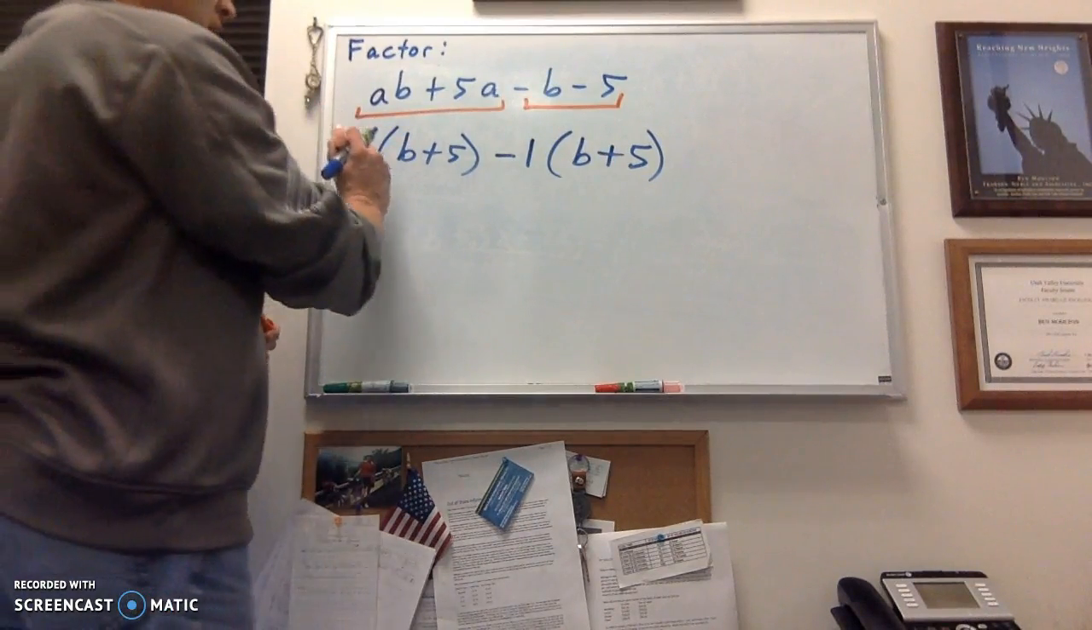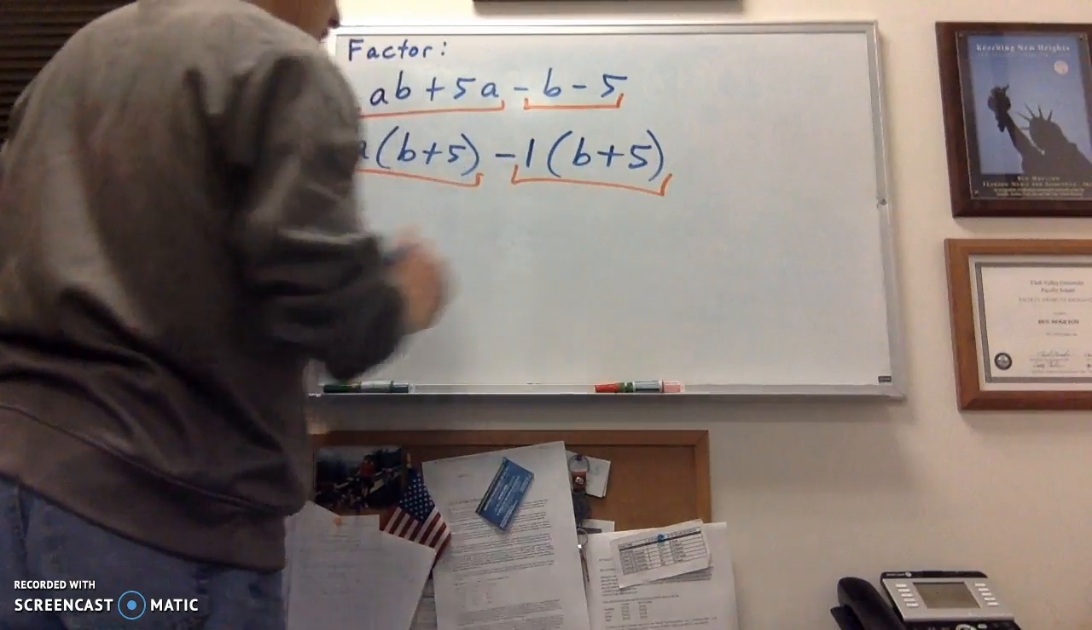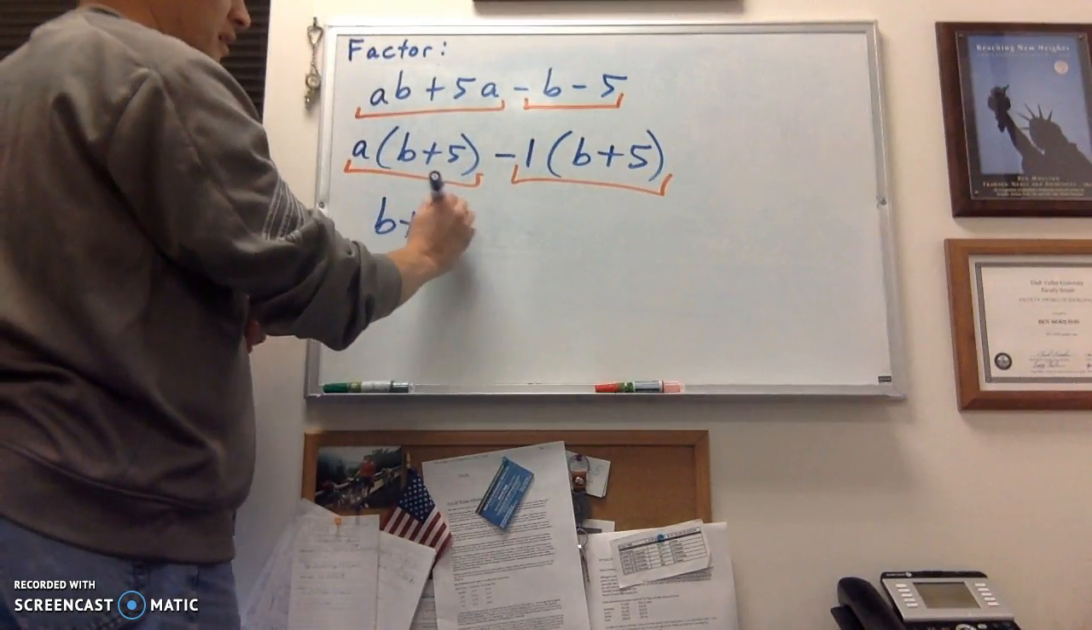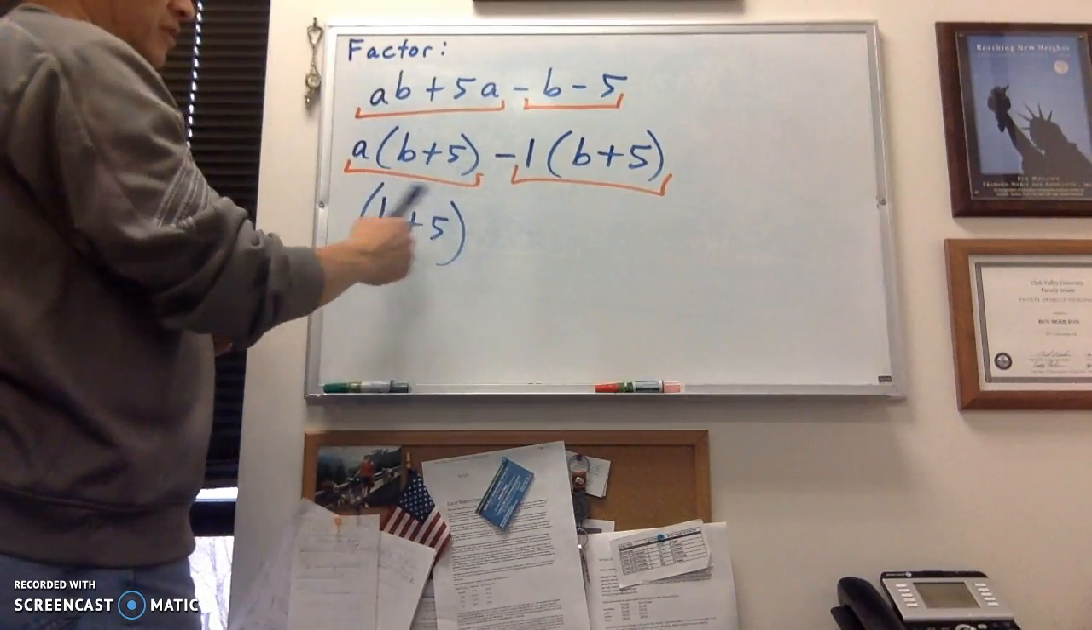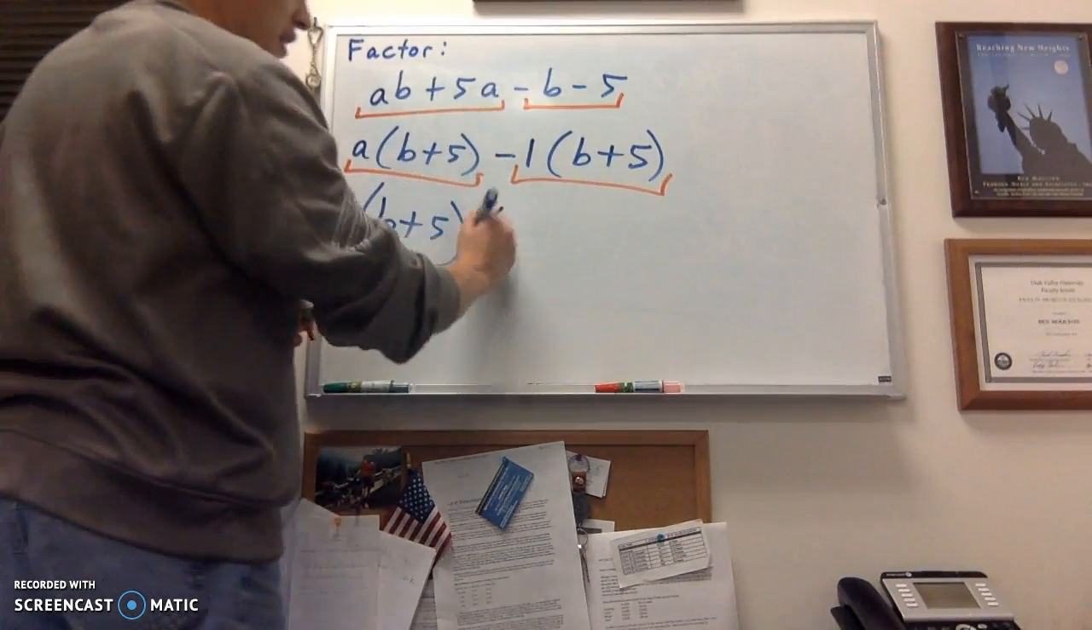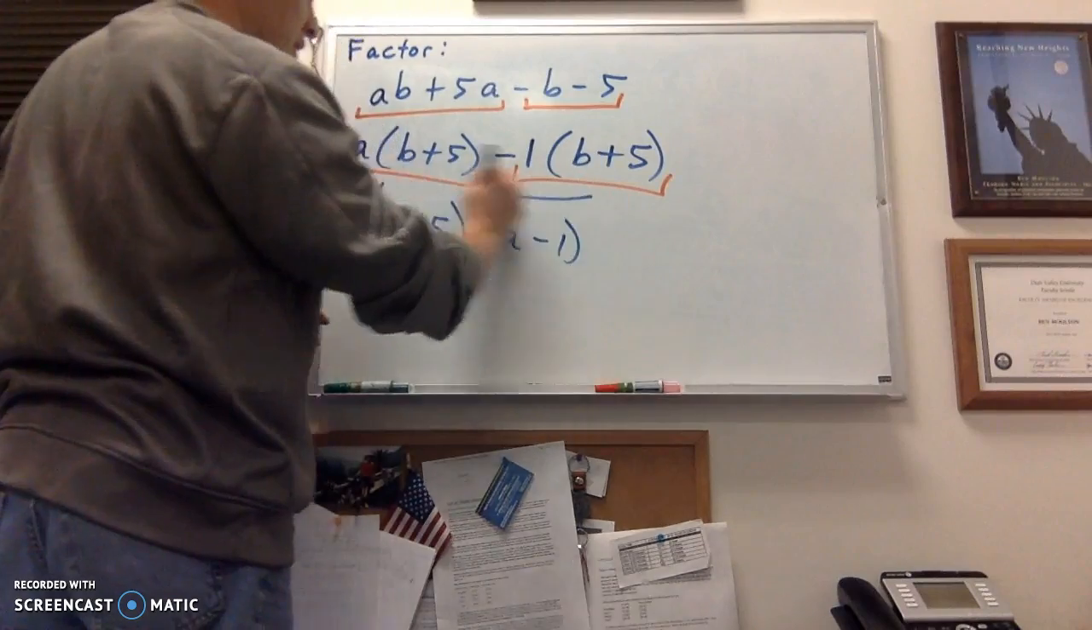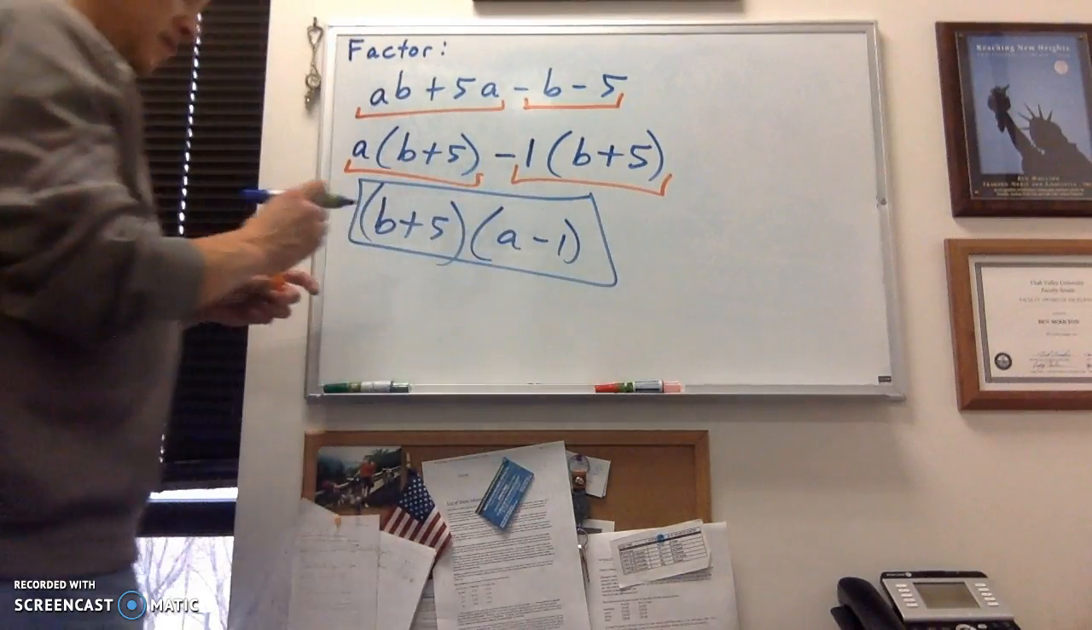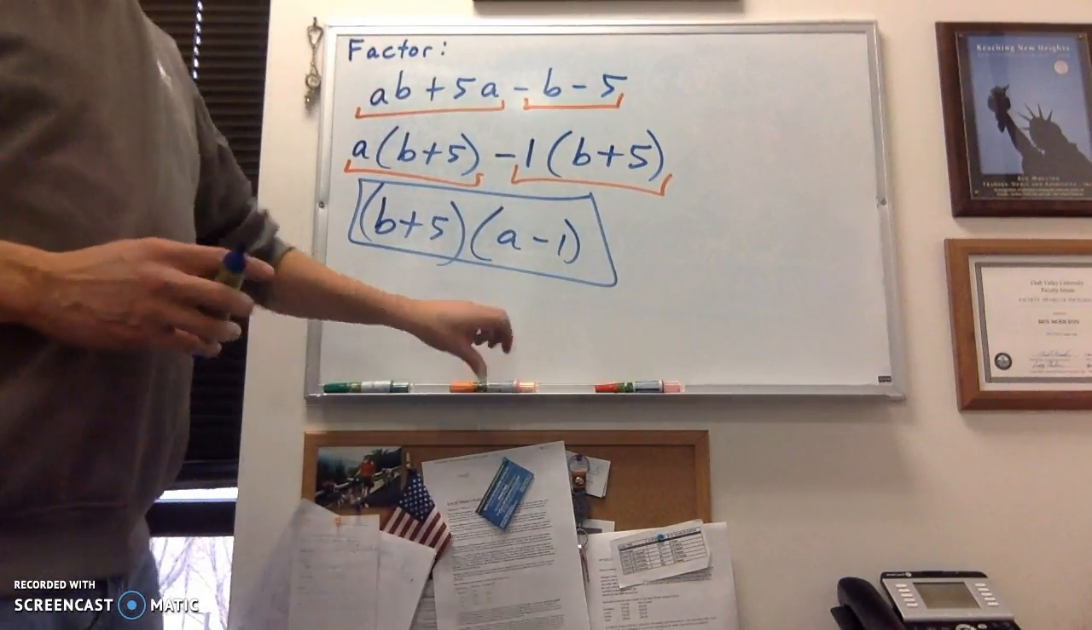All right. Now down to two terms. We both have a b plus 5 in common. So that's my greatest common factor, b plus 5. And the other guy is a minus 1. And that is the answer. How'd you do?